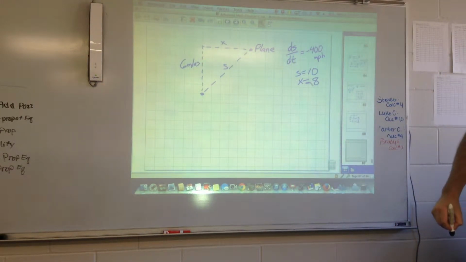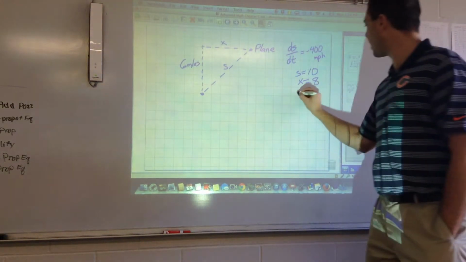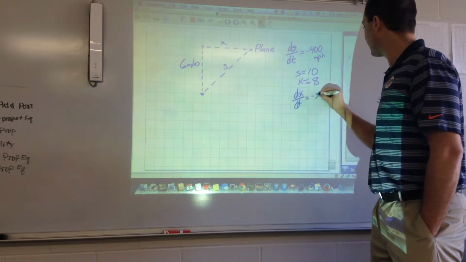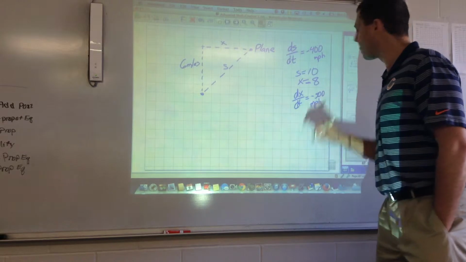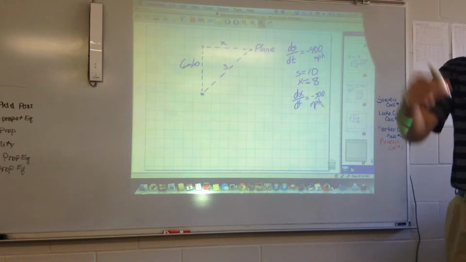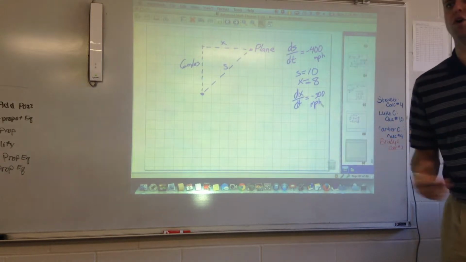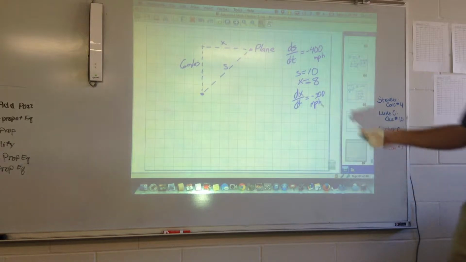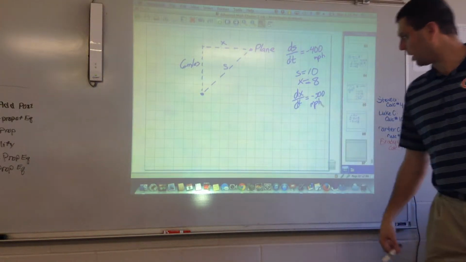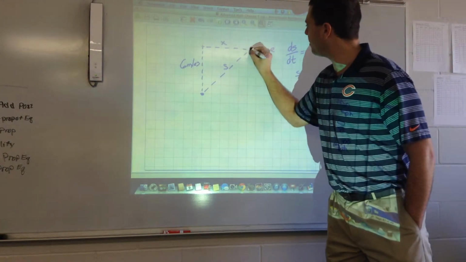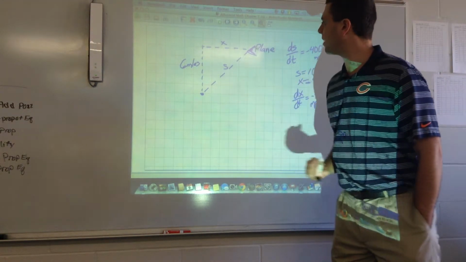And then we worked through the problem and got dx/dt was negative 500 miles per hour. Now, when we answered the question, what was the speed of the airplane, we said positive 500 miles per hour. But that was negative 500 as far as dx/dt because the plane was headed that direction.